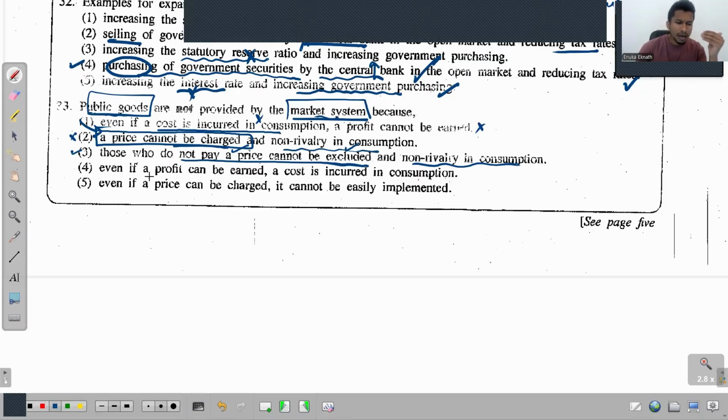All right, the fourth one says, even if a profit can be earned by providing public goods, no, nobody can make profits. The fifth one, even if a price can be charged, no. Maybe the government would say that the price is this much, but nobody is going to pay that price as a result of this property called non-excludability. And so this is also wrong. It cannot be easily implemented, so there's no meaning for this part. So the most accurate, the suitable one from the 5 options is the third one.